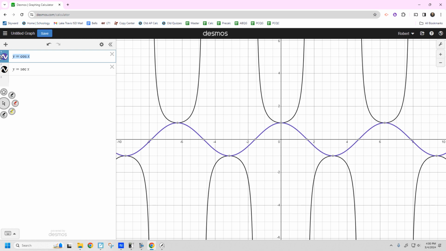Explain to your neighbors so that you learned something today. Why does secant's graph look like that? And why does it fit on top of cosine's graph like that? Go!